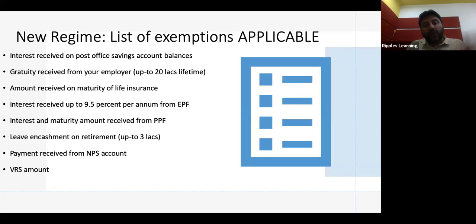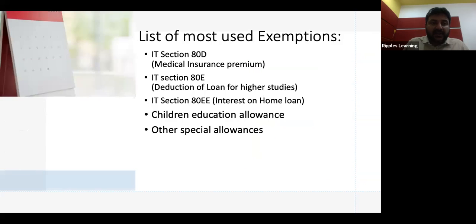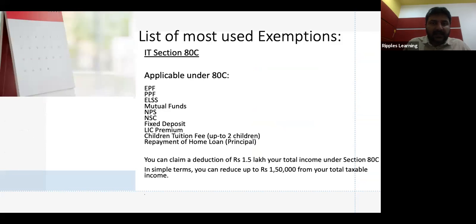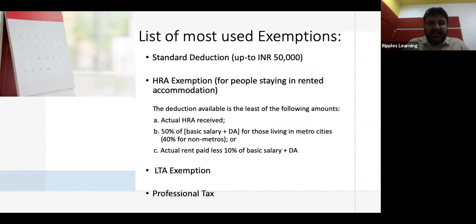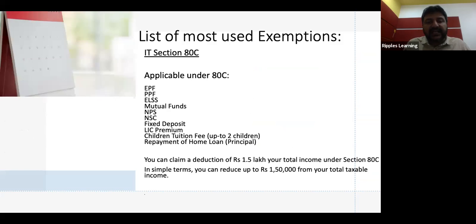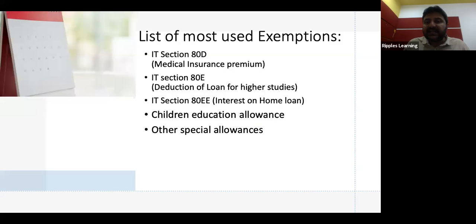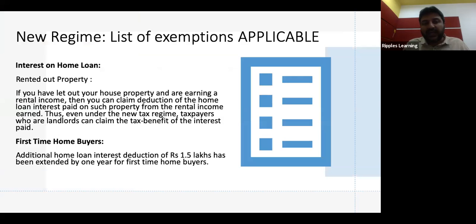Some of it is not applicable in new tax regime, and some of it is applicable. So just to clarify, these are the things which are not applicable: what I have mentioned here in terms of standard deduction, HRA, LTA, professional tax, and so on is not applicable. However, these are the things for which the exemption is applicable both in the old regime as well as the new regime.